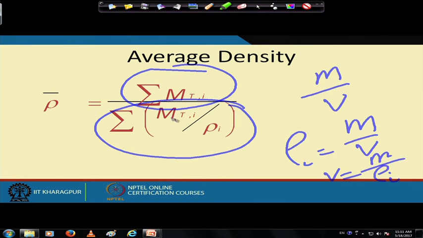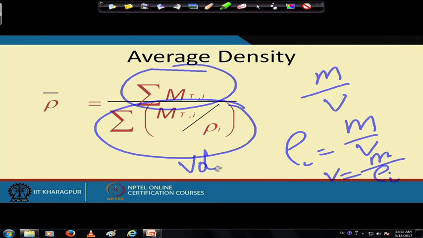That's what you see over here at the bottom. Mass upon density for each one of the waste components, and the summation of that gives us the total volume. On top we get the total mass. As we know, mass upon volume gives us the density. So that's how you can calculate average density.